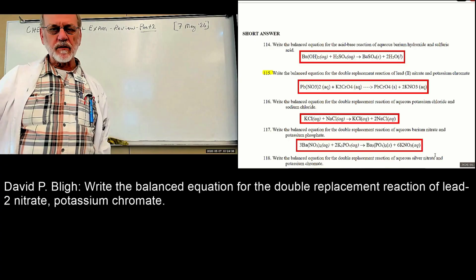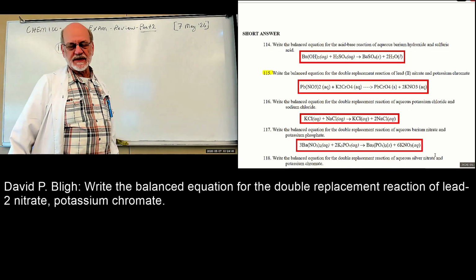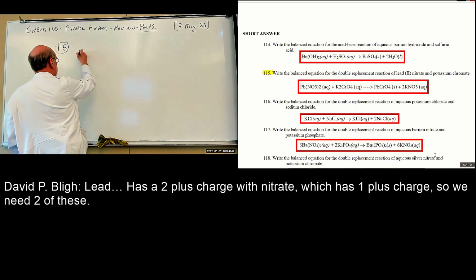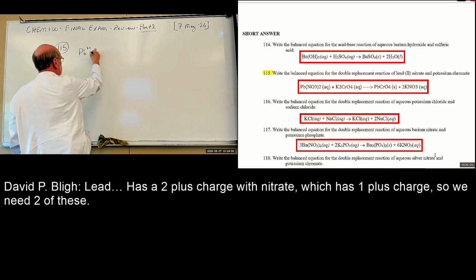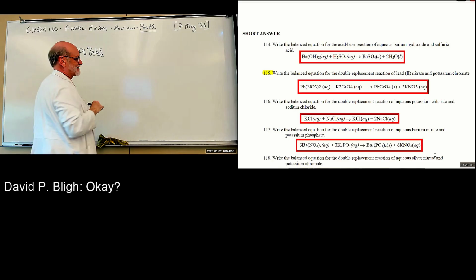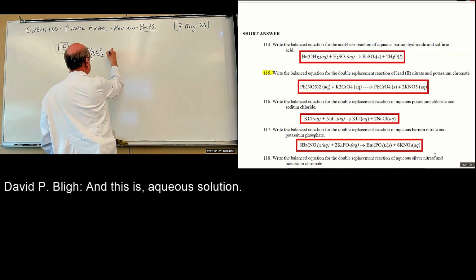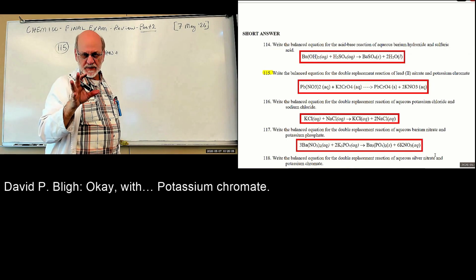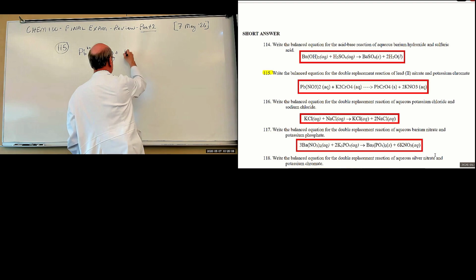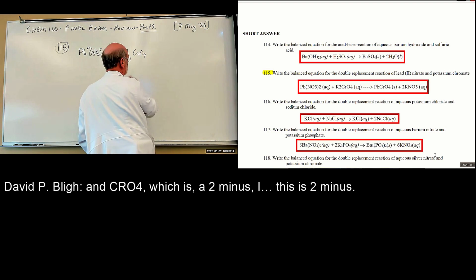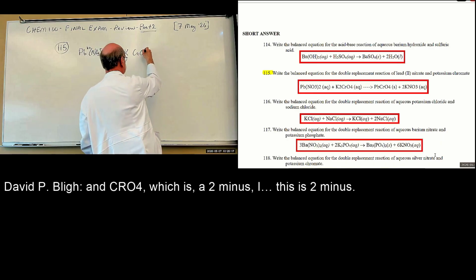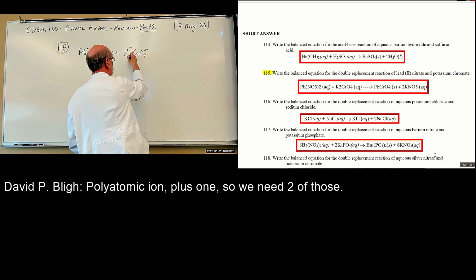Write the balanced equation for the double replacement reaction of lead-2 nitrate and potassium chromate. Lead-2 nitrate: lead has a 2+ charge, with nitrate, which has a 1 minus charge, so we need 2 of these. This is an aqueous solution. Then potassium chromate, and CrO4 is a 2 minus polyatomic ion, with potassium 1 plus, so we need 2 potassiums.